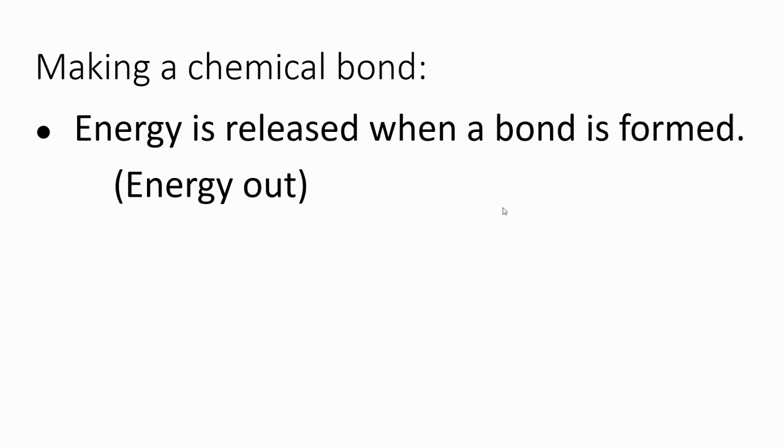Then we have making a chemical bond, which is the opposite. Energy always is released when we form a chemical bond. So we get energy out. It's more stable to form a bond, so we get energy out. So is making a chemical bond endothermic or exothermic? Exothermic, perfect.